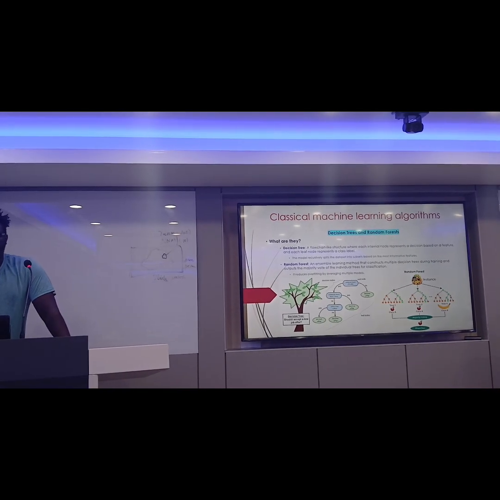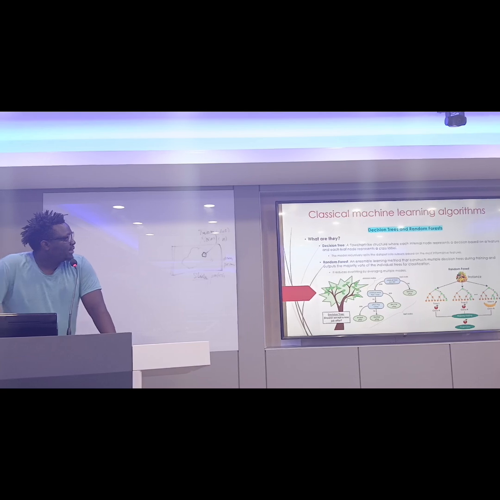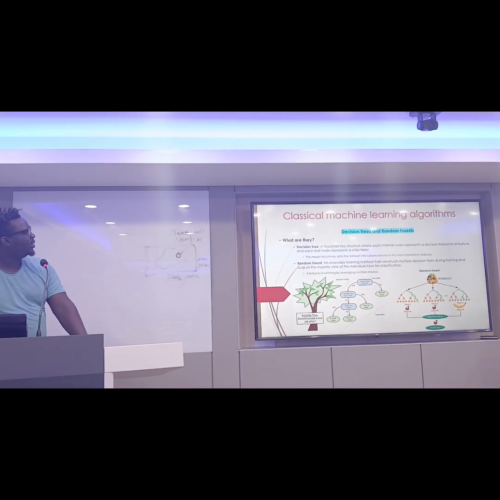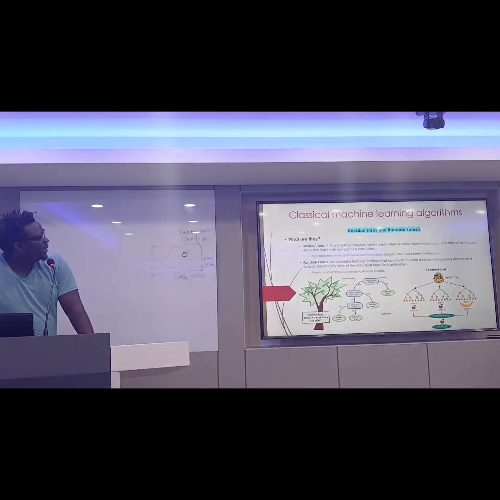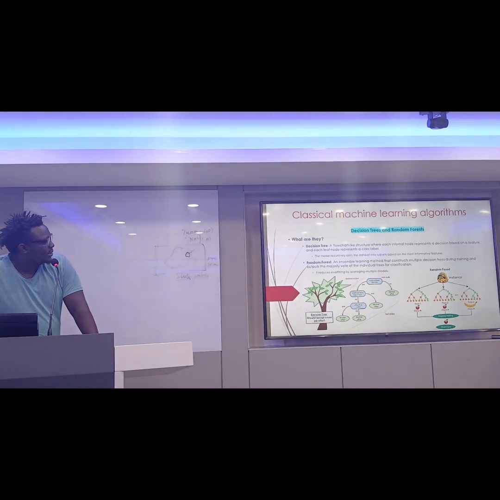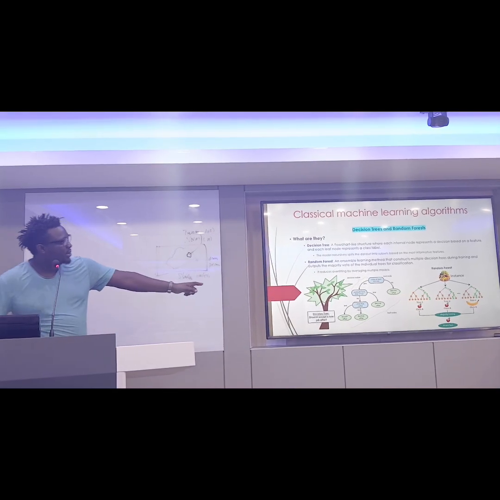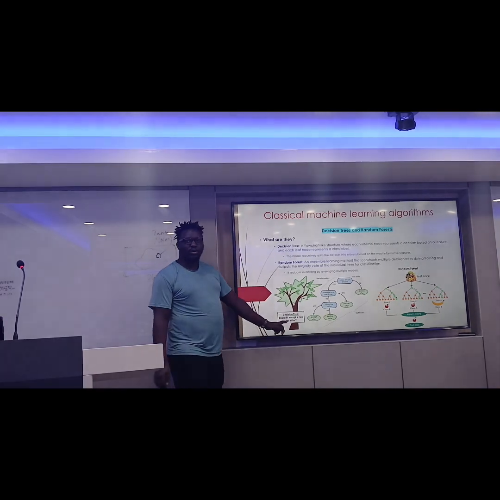Let's look at another class of classical machine learning algorithm. This time we want to look at decision tree and random forest. So the decision tree, you look at it like this. This is a very simple example. You ask the question, should I accept the new job offer?